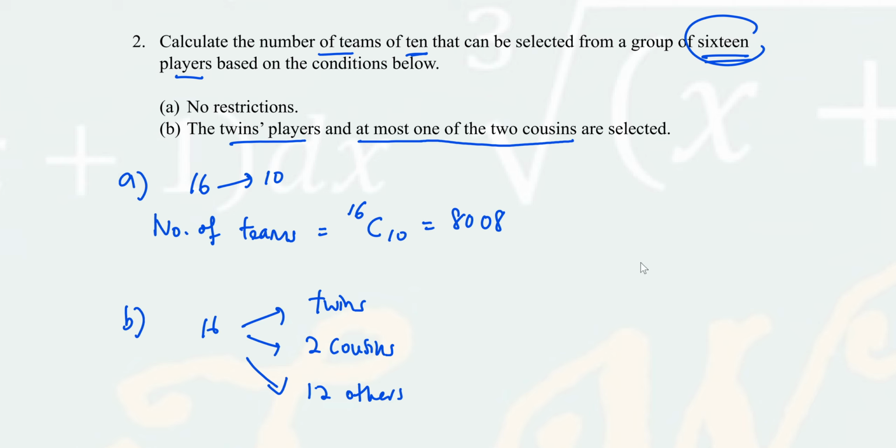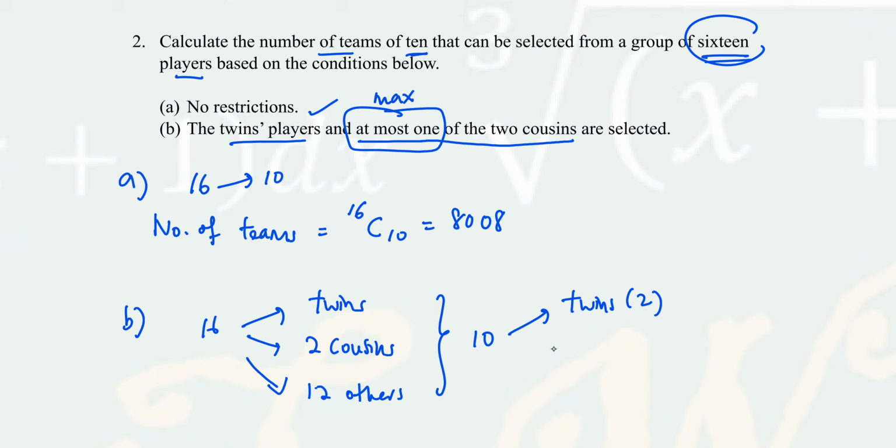Okay, but now when you need to choose the teams, the team must include these twins. So from here, I'm going to choose 10%. This 10% has to include the twins. So the twins are already 2%, and then at most one of the two cousins. At most means maximum. So maximum one means that you can either choose one cousin or 0 cousin, which means that you are not choosing anyone.